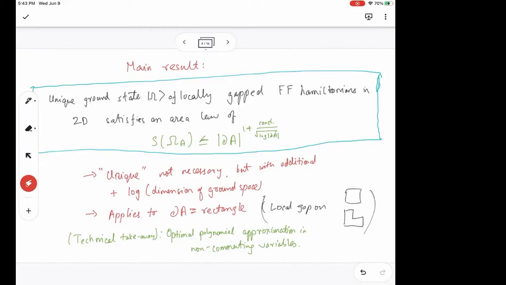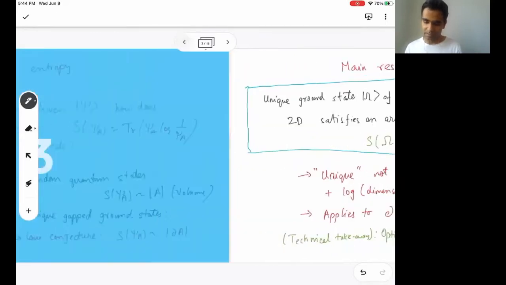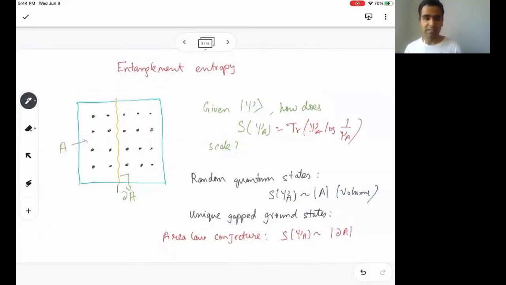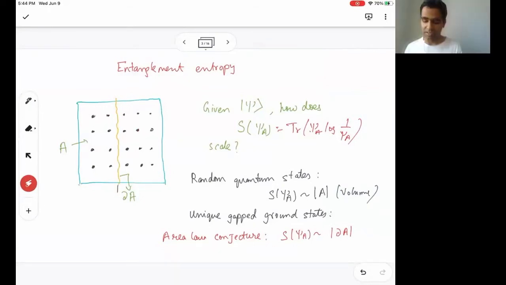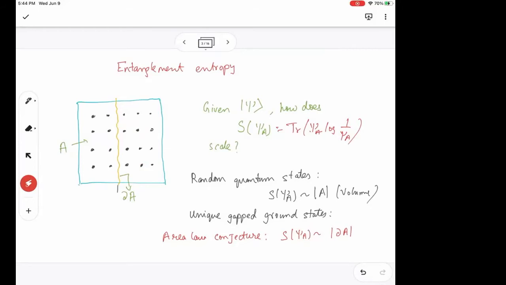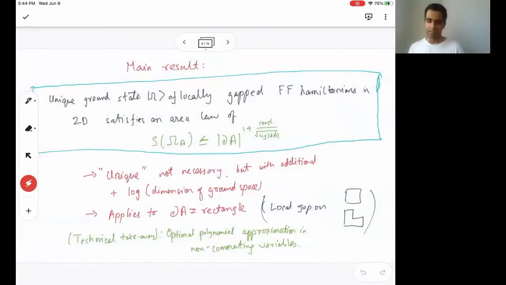What do you mean by the boundary is a rectangle? Oh, sorry. What I mean is, I showed you this picture where I was looking at this vertical cut of the lattice into two parts, left and right. But you can imagine, for example, I'm interested in a rectangular cut or a square cut. Okay. So in the theorem statement, the partition is just a cut in the middle, right? Yeah, exactly. This is the theorem statement.